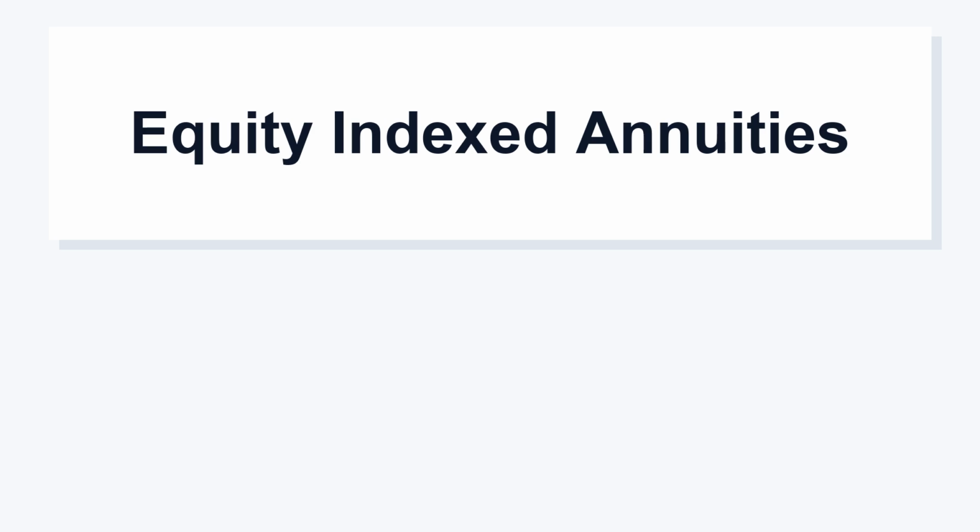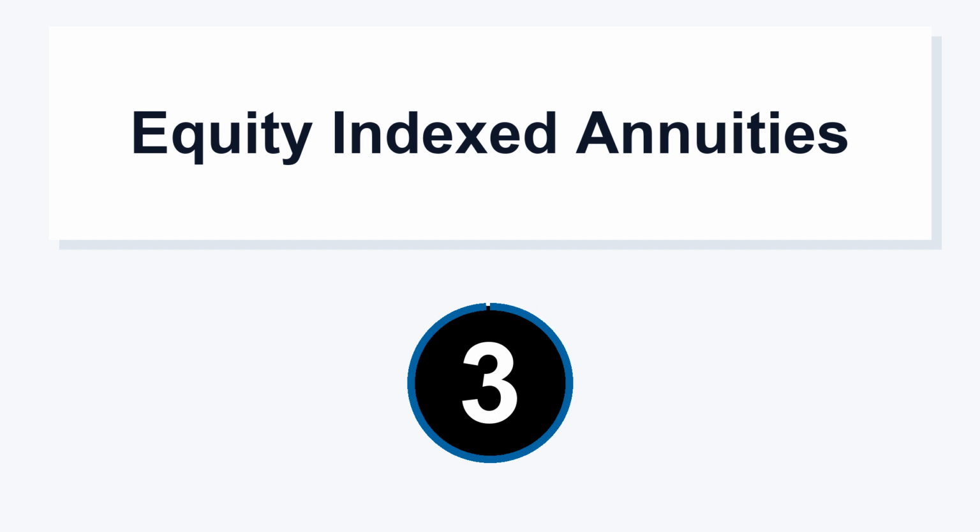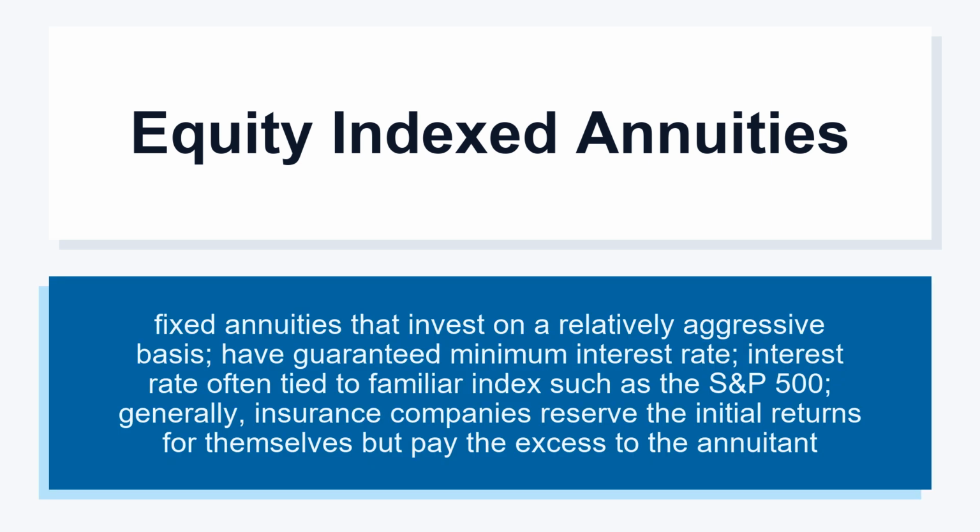Equity indexed annuities. Fixed annuities that invest on a relatively aggressive basis have a guaranteed minimum interest rate often tied to a familiar index such as the S&P 500. Generally, insurance companies reserve the initial returns for themselves but pay the excess to the annuitant.